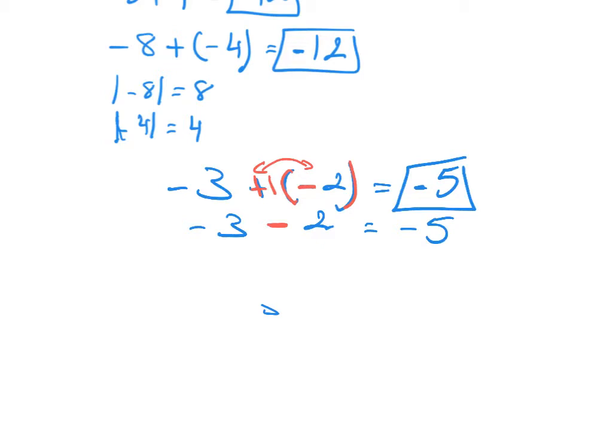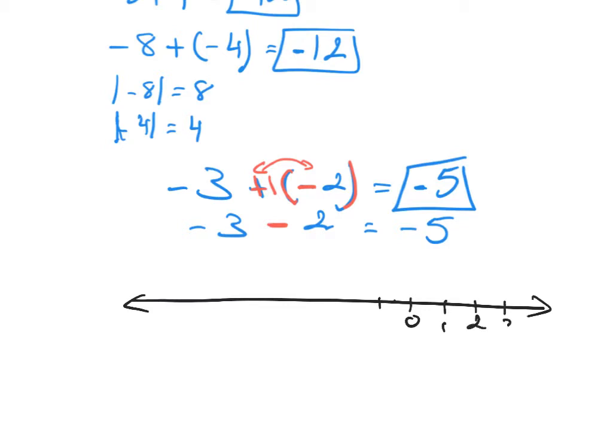Now let's try to use the number line here. Let me just erase this. So let's suppose I have a number line right here, and I have 0, then 1, 2, 3. Here I have negative 1, negative 2, negative 3, negative 4, negative 5, and negative 6. Let's suppose I start with negative 3, right here. Then I'm going to add negative 2, so I will go to the left by 2 units, 1 and 2, and I will stop right here. So the answer is negative 5. This is how we use the number line.